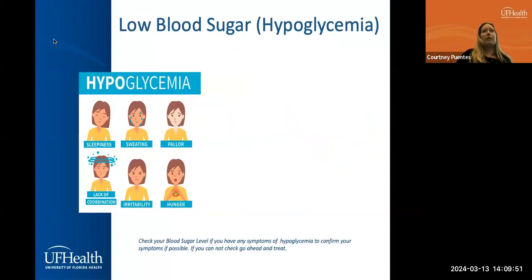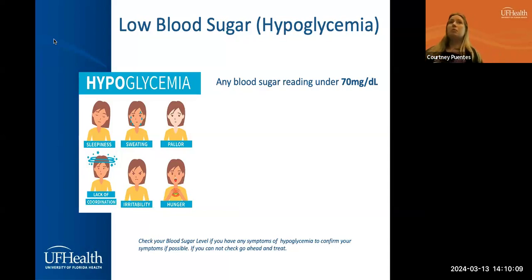So hypoglycemia or low blood sugar, symptoms associated with it are sleepy, shaky, sweaty, anxious, irritable. I call it hangry. People get really grumpy. Lack of coordination, irritability. Those are often things. And remember, your brain cells all function on sugar. Sometimes people get confused or what we might think of as absent-minded. So any blood sugar less than 70 is considered a low blood sugar.